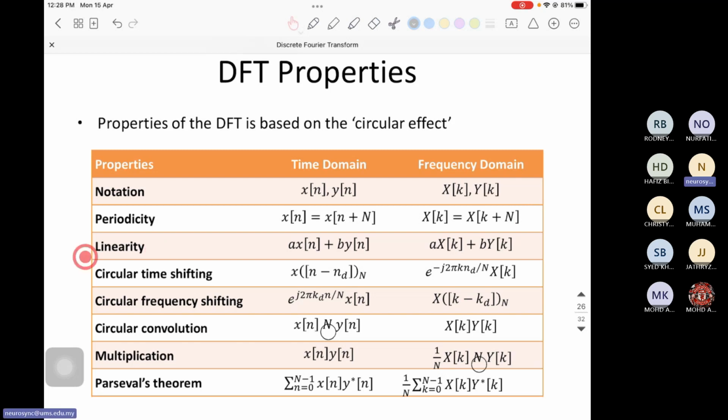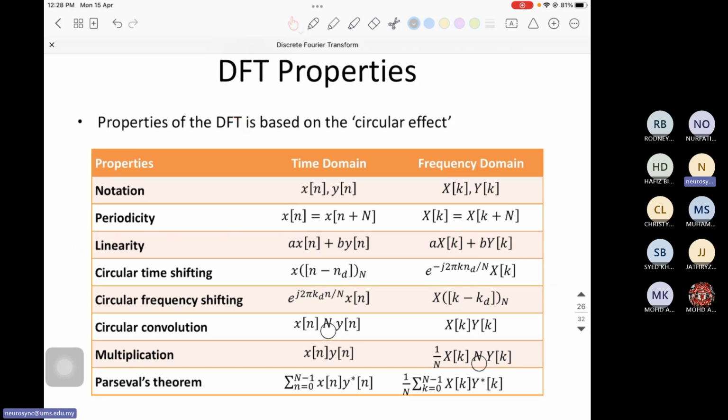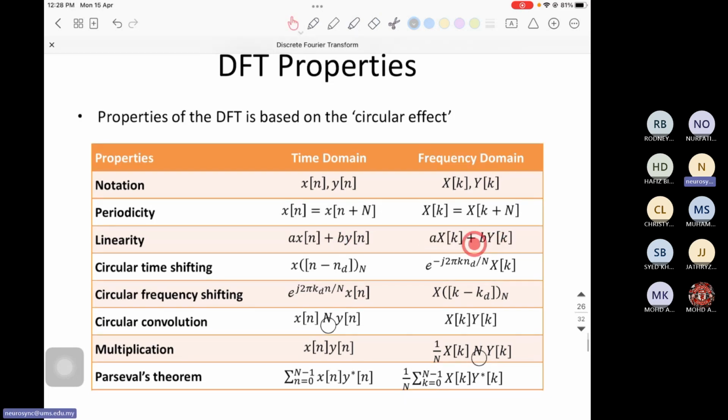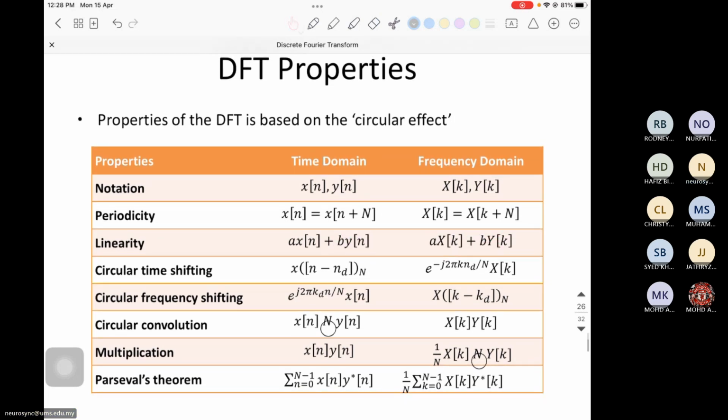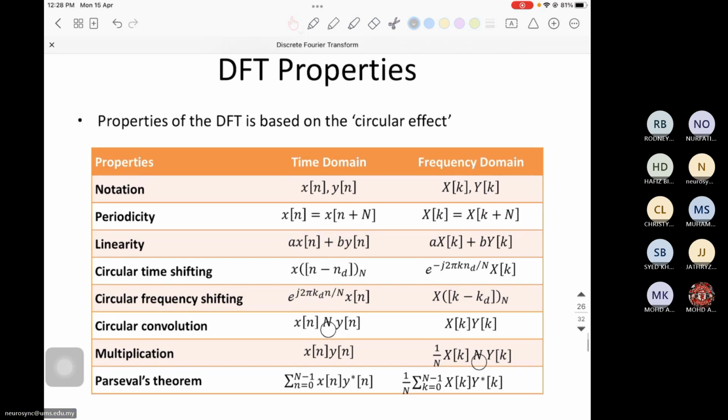Linearity: this is basically linear in nature like DTFT. DFT is also linear in nature, therefore alpha times x of n plus beta times y of n, after DFT you will get a times X of k plus b times Y of k. So I will say this is linear in nature, this is periodic in nature.